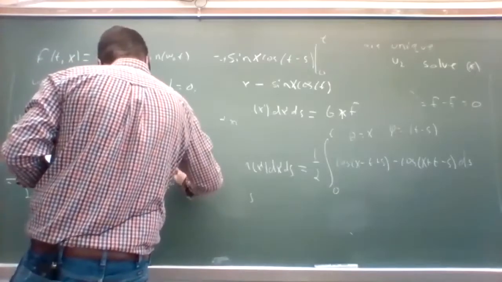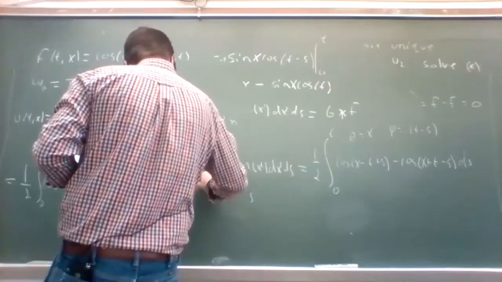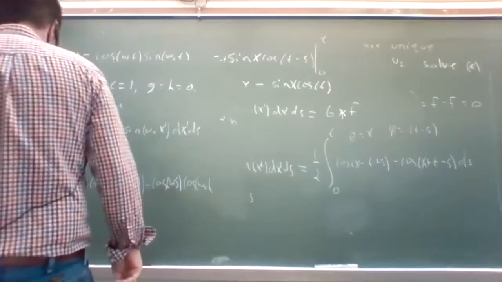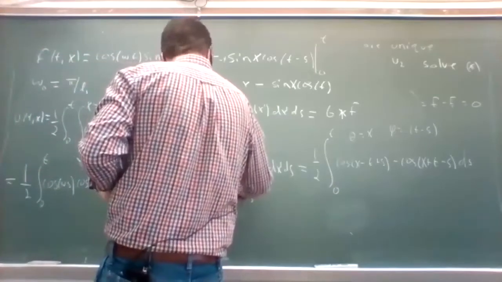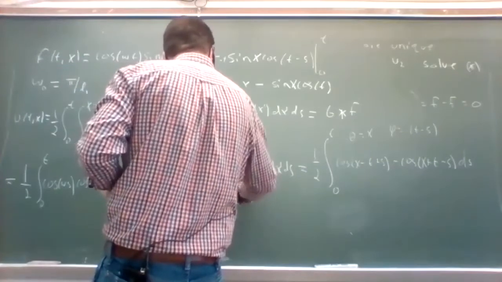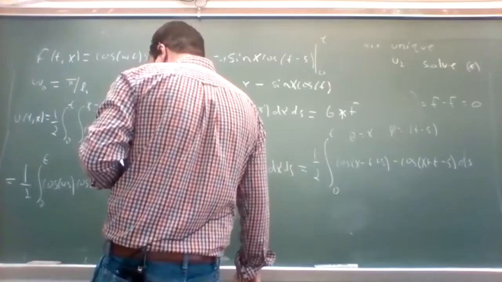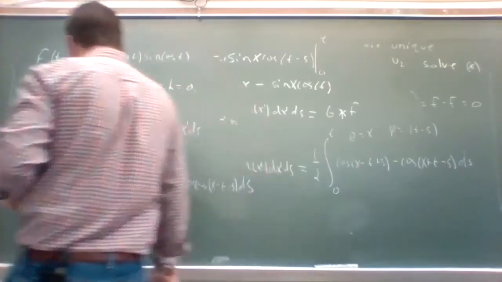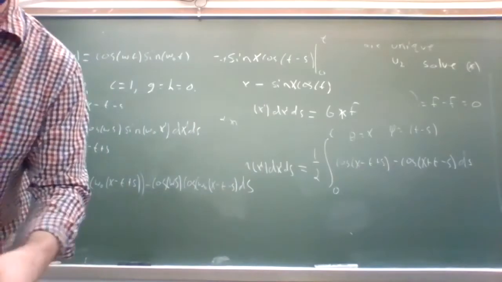minus cosine omega s times cosine omega naught times x minus t minus s, ds. So I'll let you verify it yourself.